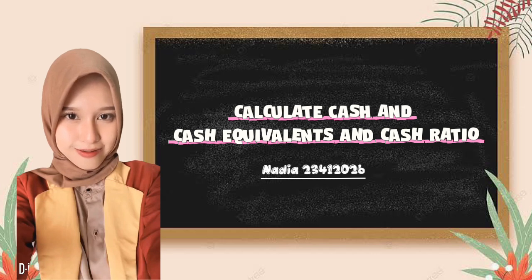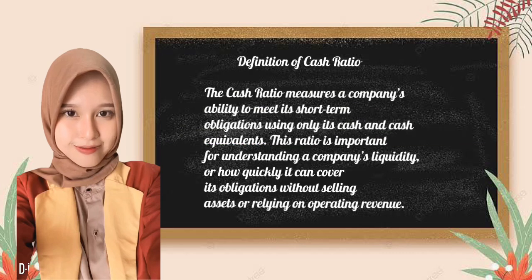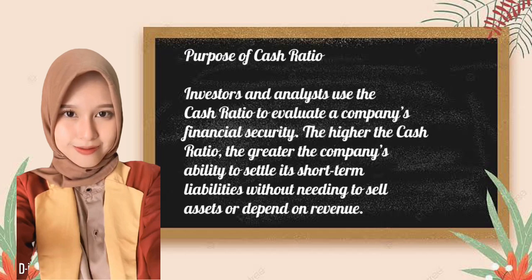NPM 234120026. We'll discuss how to calculate the cash ratio based on a company's financial statement. The cash ratio measures a company's ability to meet its short-term obligations using only its cash and cash equivalents. This ratio is important for understanding a company's liquidity, or how quickly it can cover its obligations without selling assets or relying on operating revenue. Investors and analysts use the cash ratio to evaluate a company's financial security.